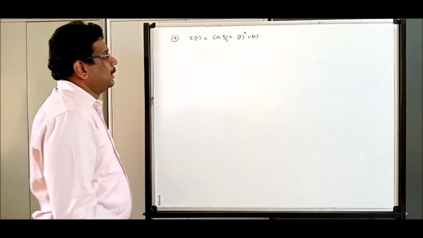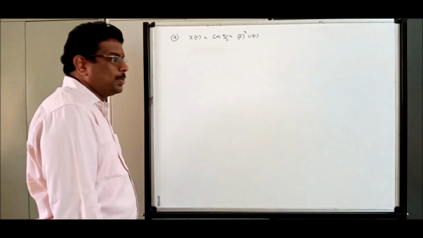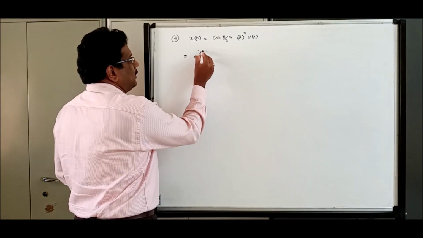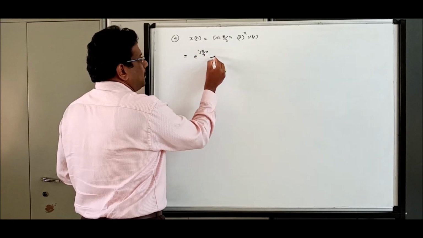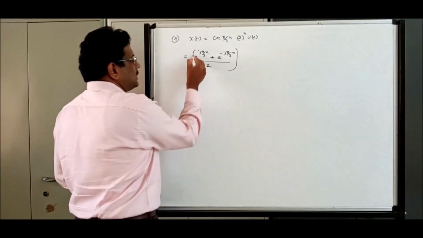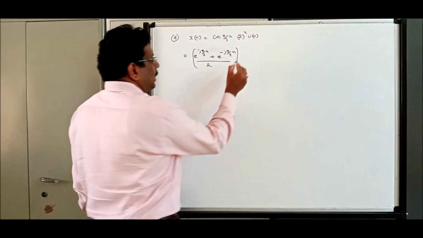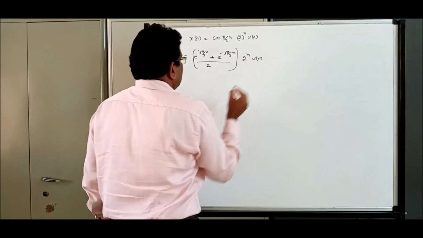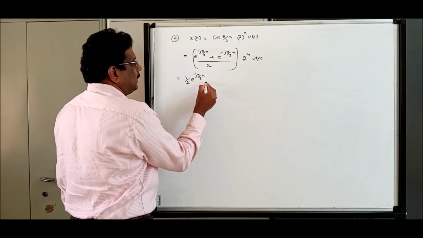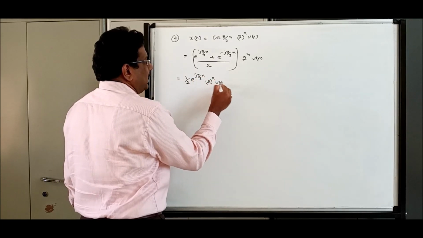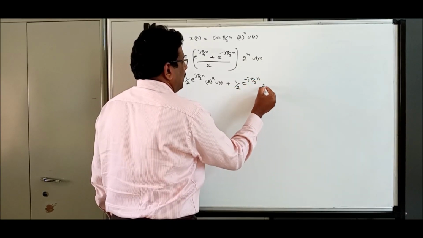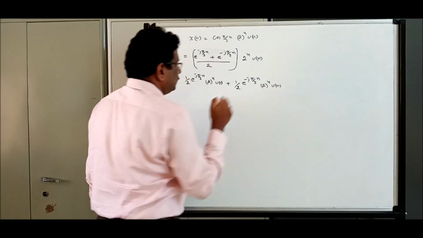Let us do another problem. Cos pi by 3n times 2 power n u of n. I can modify this problem as e power j pi by 3n plus e power minus j pi by 3n divided by 2. Just I replace the cos by Euler's form. 2 power n u of n. So if I split, it is 1 by 2 e power j pi by 3n 2 power n u of n plus 1 by 2 e power minus j pi by 3n 2 power n u of n.